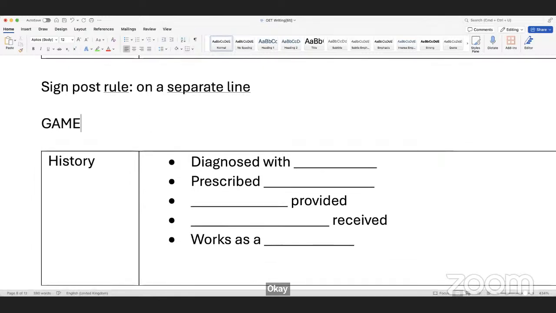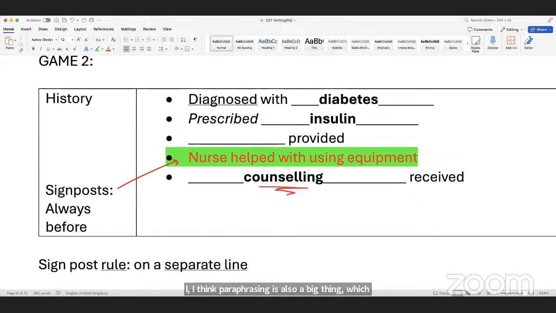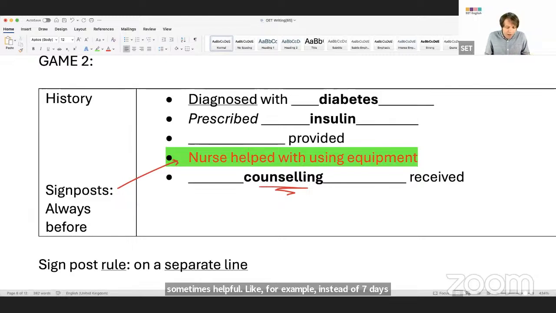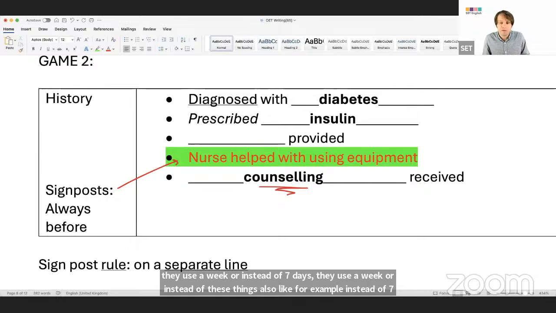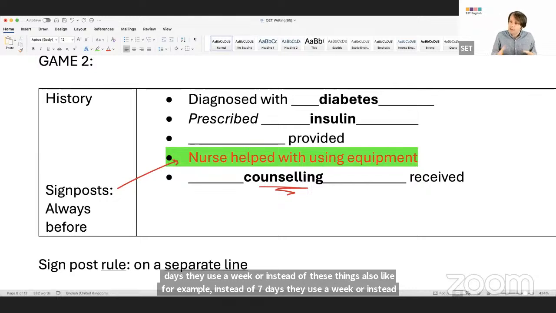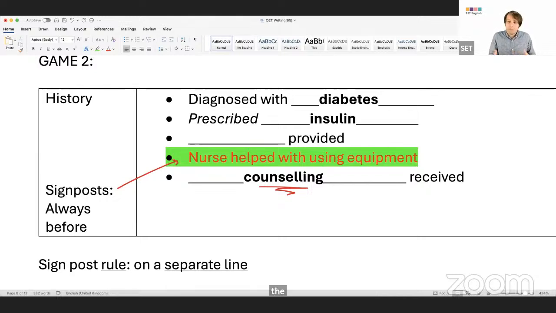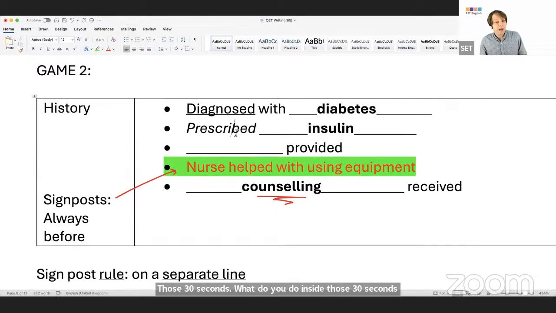Paraphrasing is also a big thing which sometimes helps. For example, instead of 7 days, they use a week, and these things also confuse sometimes. Exactly, but we can't really predict what they're going to paraphrase. We don't know. I'm just talking about how we prepare for the test. Those 30 seconds, what do you do inside those 30 seconds? They will paraphrase it, but you don't know what it will be.